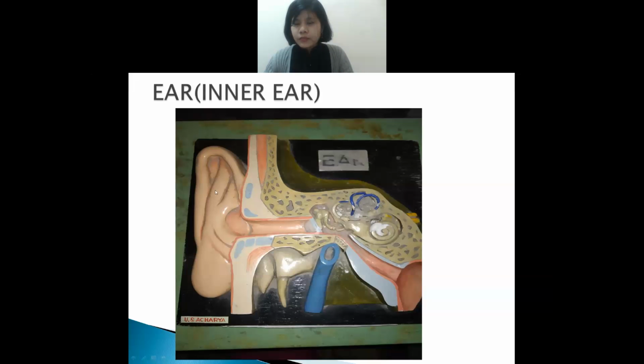So your ear comes under which organ? Does it come under male reproductive organ, female reproductive organ, or sense organs? Sense organs. They help you in hearing.